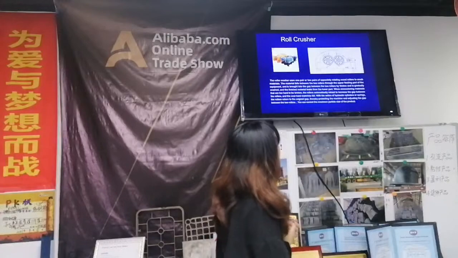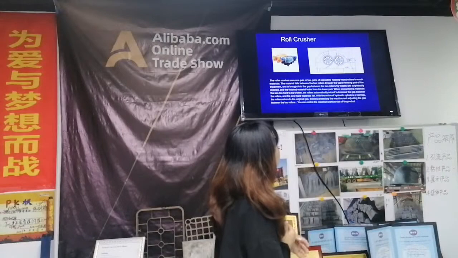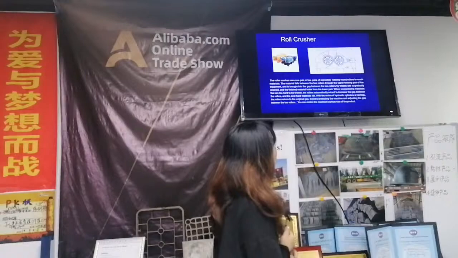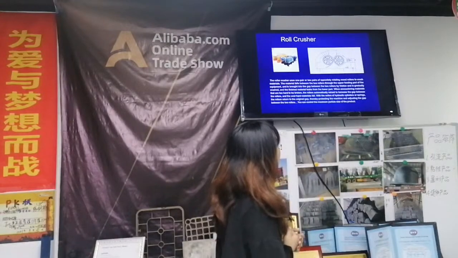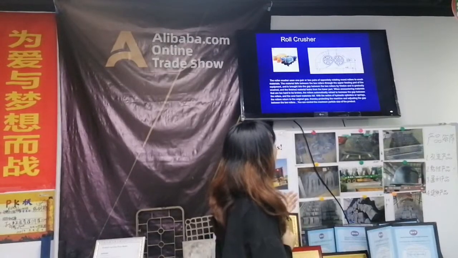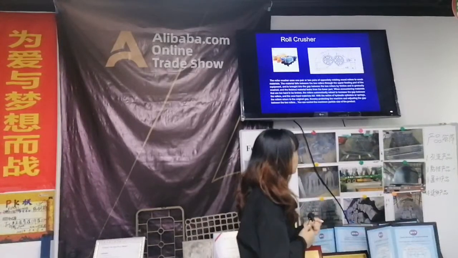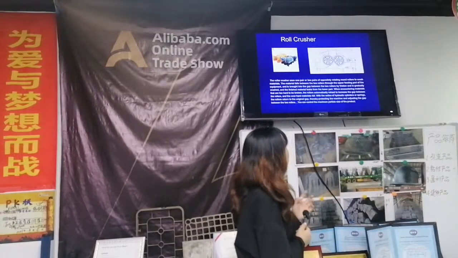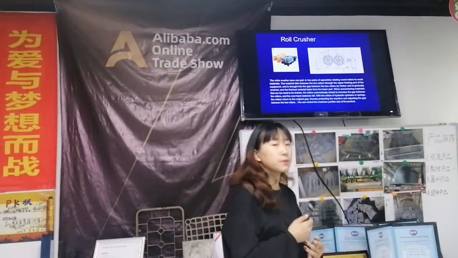When encountering materials that are too hard to break, the rollers automatically retract to increase the gap between the rollers. And the overhead materials are filled with the action of hydraulic cylinders or springs. The roller returns to the original gap, thereby protecting the machine and adjusting the gap between the two rollers. You can control the particle size of the product.